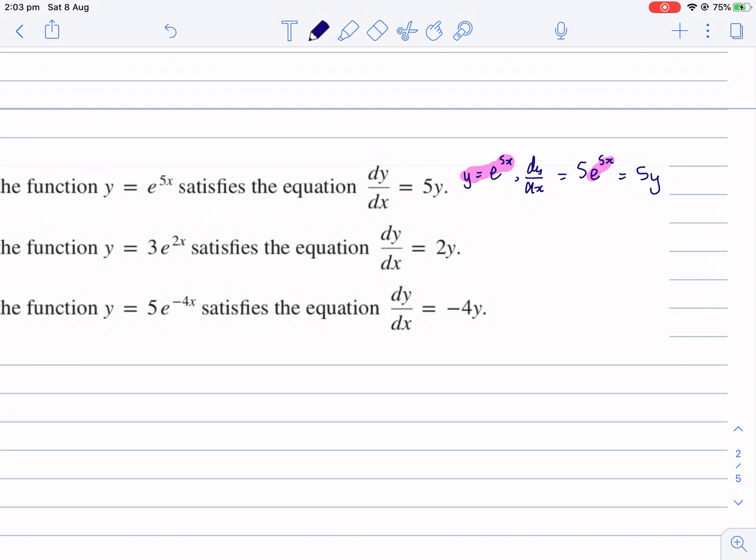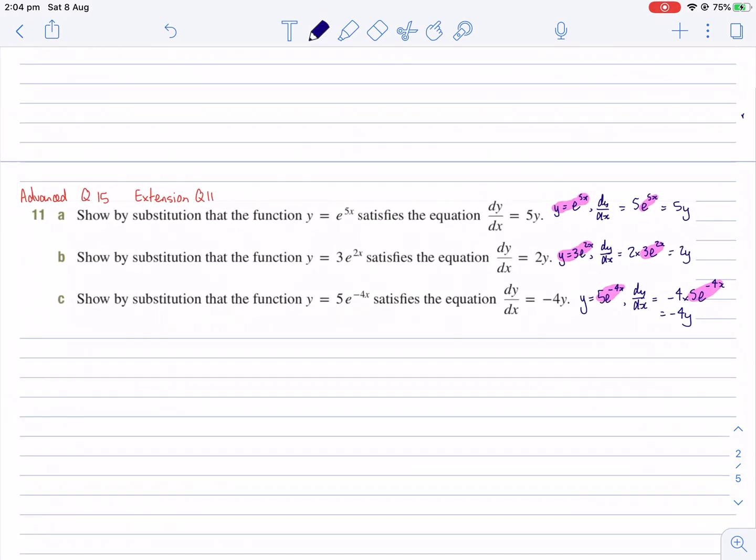Same here, we've got y equals 3e to the 2x. dy dx is going to be 2 times 3e to the 2x, or 3 times 2, it doesn't matter. Again, that is just y, so we've got 2y. And here, same thing, we've got y equals 5e to the minus 4x, so dy dx, we would have just ended up timesing that by negative 4, which again is y, and we're done. That's literally it.